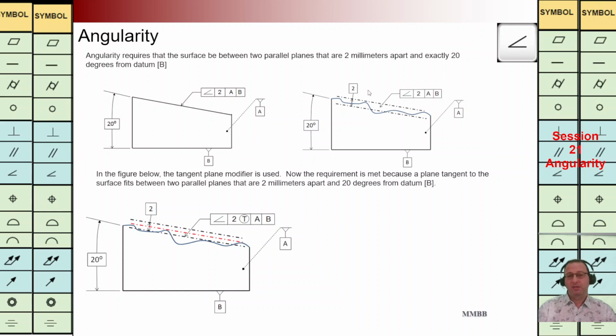As we can see in this example, again we have this angularity symbol, TZ is 2 back to A and B. As we can see at top right in this figure, this wavy surface is not in acceptable area, it is rejected. But by adding the T and making that tangent plane by using three highest points, we can see that red dash point line, it is in acceptable area.